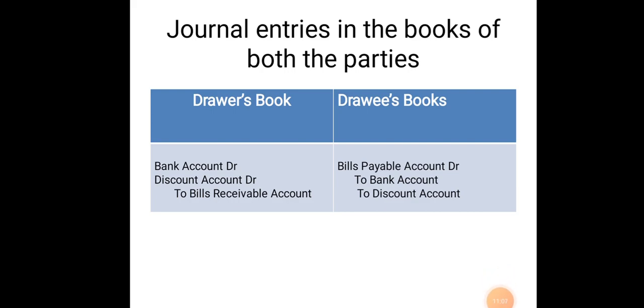Under this situation, journal entries in the books of both the parties would be, in the drawer's book, bank account debit, discount account debit to bills receivable. So whatever the discount is allowed, that will be transferred to the discount account. In the drawee's book, the entry would be bills payable account debit to bank account and discount account.